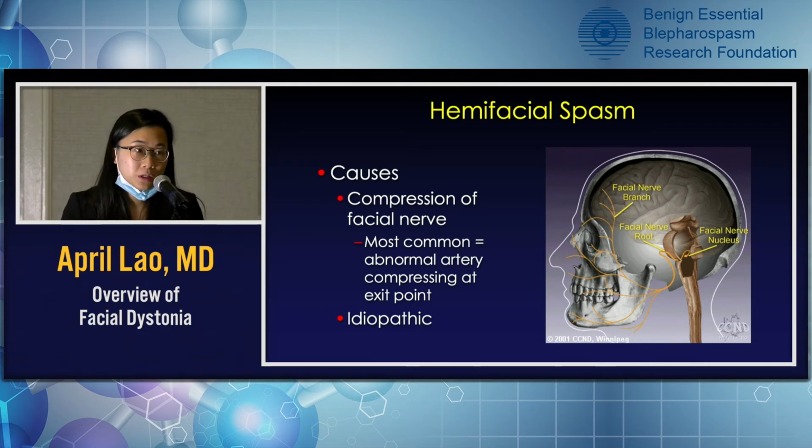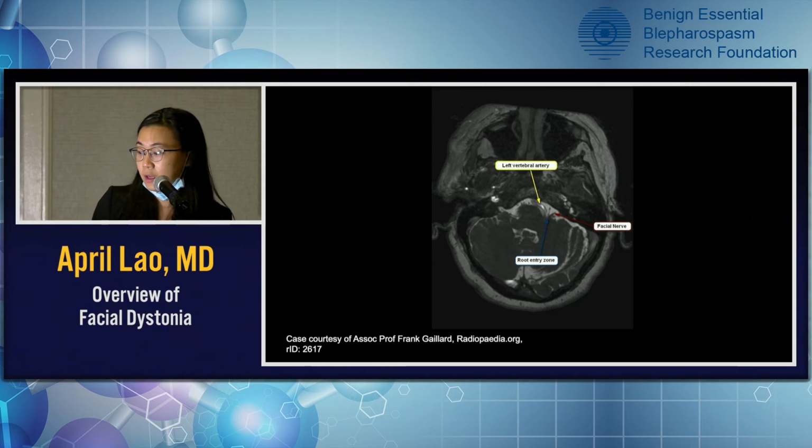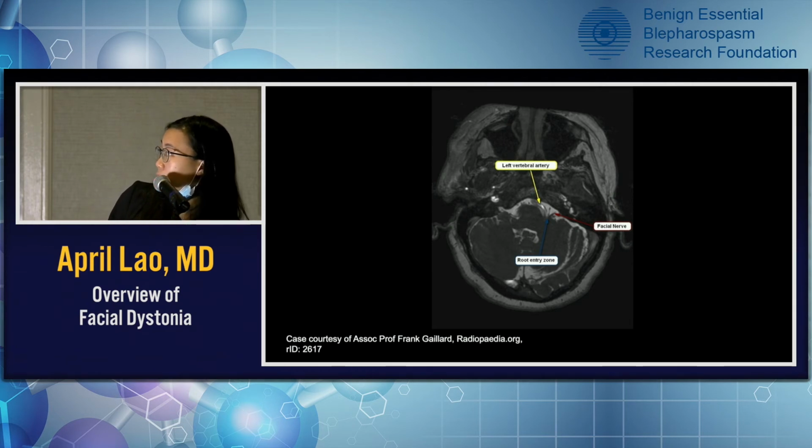It can also be idiopathic, or basically an unknown cause. So really any tumor anywhere along that path, or even a demyelination or stroke along that path, can cause hemifacial spasm. And here we have a really great example of an actual MRI showing an abnormal artery compressing on the facial nerve, right in this area here.